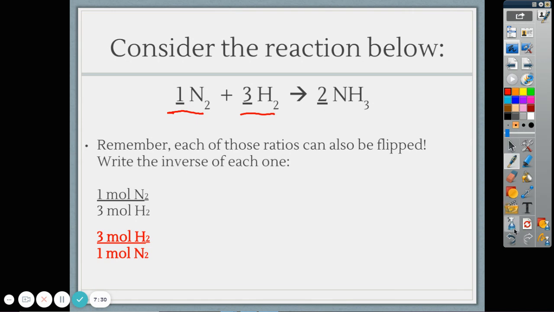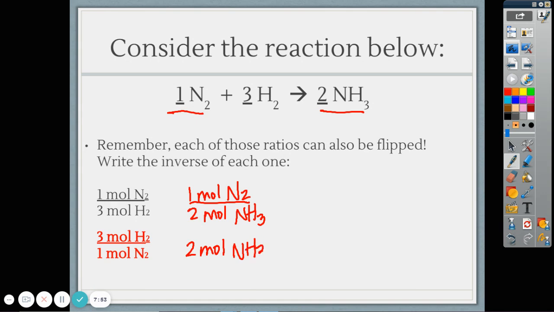So the next one that we could do is nitrogen and ammonia. So 1 mole of nitrogen and 2 moles of ammonia. Or if I needed to, I could flip it and write it like this: 2 moles of ammonia over 1 mole of nitrogen. Because it's a ratio, I can flip it as needed.